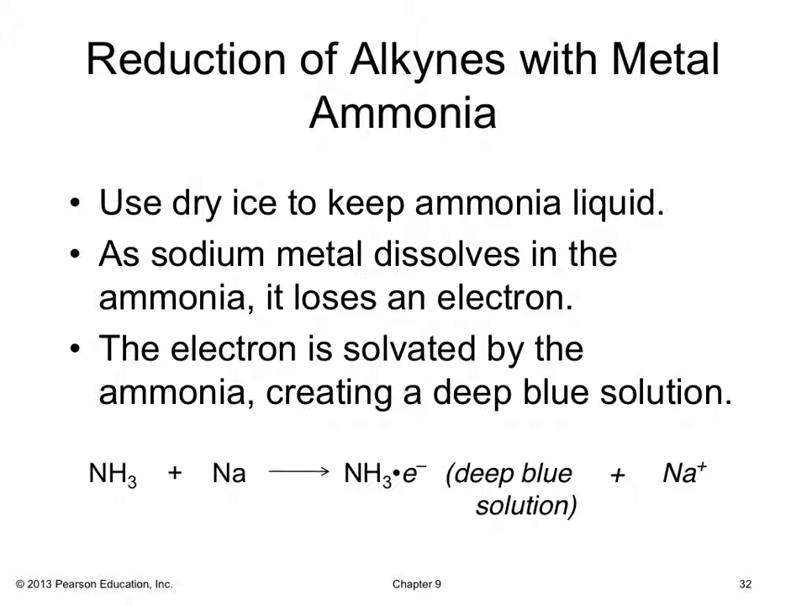In general, the reaction requires the use of dry ice to keep ammonia liquid, and then as the sodium metal dissolves in the ammonia, it loses an electron. The electron is solvated by ammonia, creating a deep blue solution, and so in the presence of ammonia and sodium, you then separate the charge where now you have an electron on the NH3.